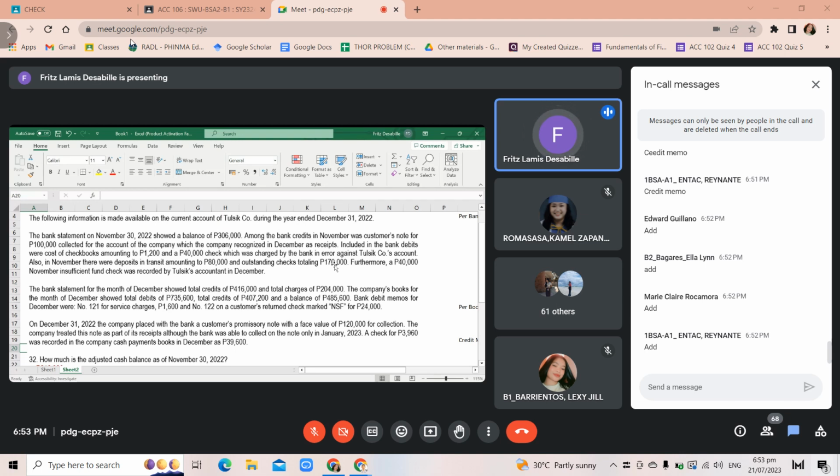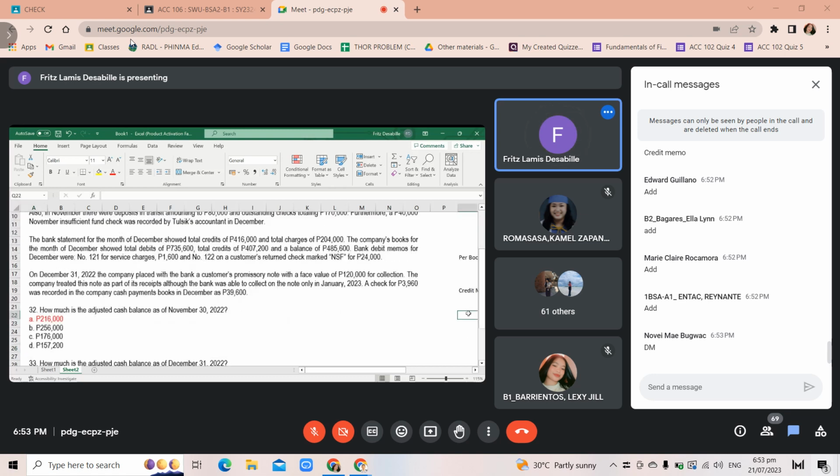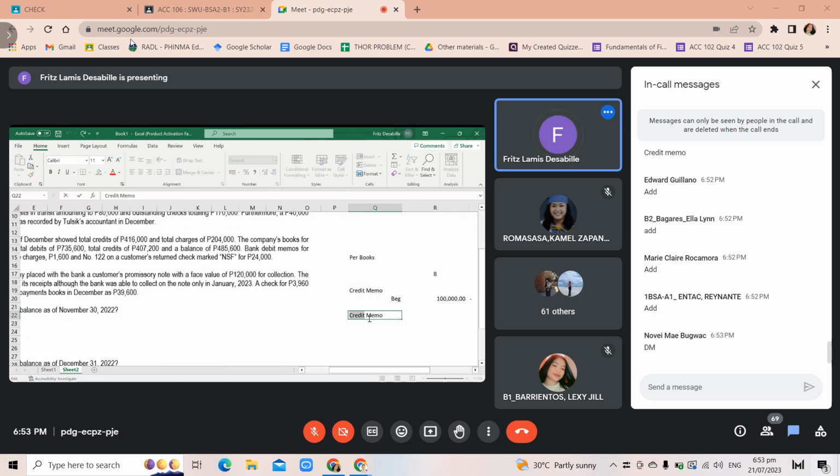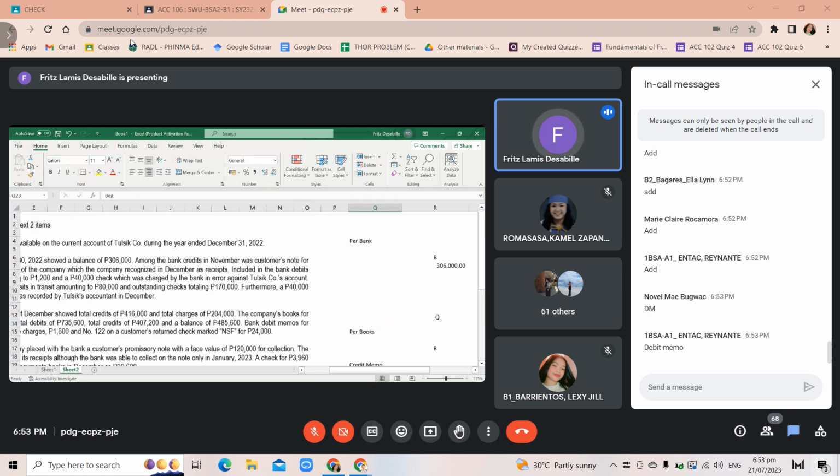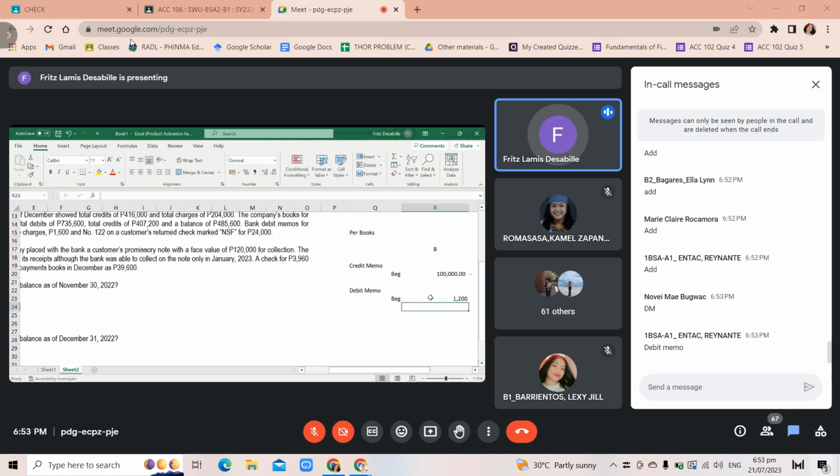Okay. So continuing on, included in the bank debits, meaning bank charges or reductions, were checkbooks of 1.2 thousand and a 40,000 check was charged by the bank in error against Tulse Company's account. Okay, so first, what is 1.2? This is a debit memo. So debit memo, the 1.2 thousand, is an adjustment in our books. So credit memo, this time it's a debit memo, beginning debit memo. Amounting to how much? 1.2 thousand.